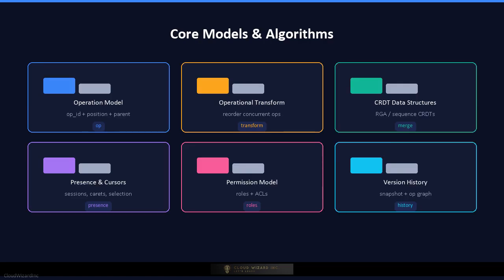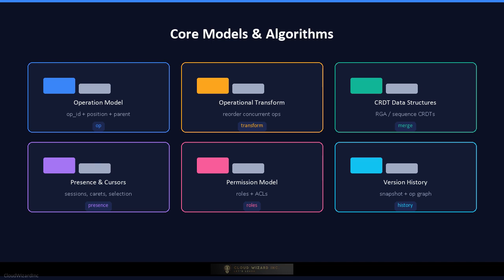The core models and algorithms. The operation model represents every edit as an operation with a unique identifier, a document identifier, a user identifier, a position or range, the type of change, and a parent version or vector clock. Operational transformation defines transformation functions that reorder concurrent operations, so they produce the same final document, regardless of the order they are applied. CRDTs use data structures such as replicated growable arrays or sequence CRDTs that guarantee convergence by construction. Presence and cursor models track active sessions, viewport positions, caret locations, and selections.